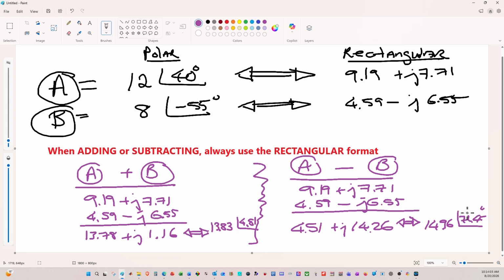So if you were to add A and B together, or if you were to subtract B from A, that's the way you are going to do it, and that is going to be the final answer.